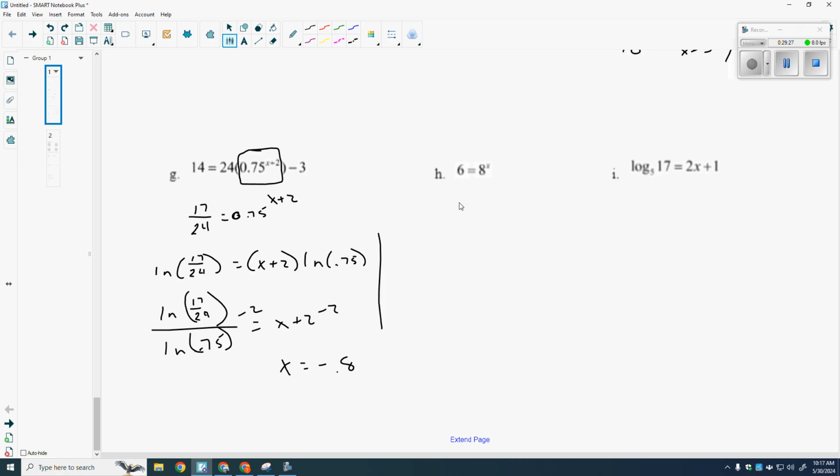Okay, now it's just a repeat of some things we've already done. Take the log of both sides, bring the x in front, divide by ln of 8. Grab a calculator, type that in if you want, and you get 0.86.